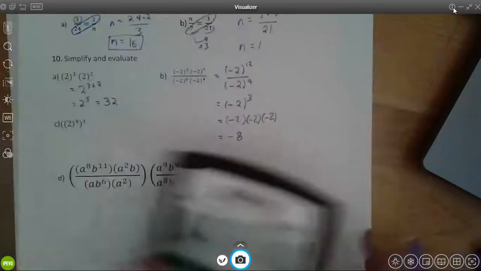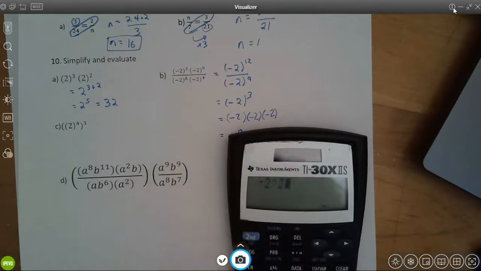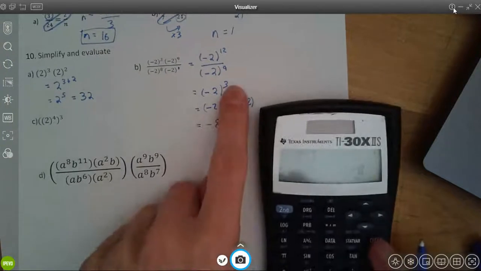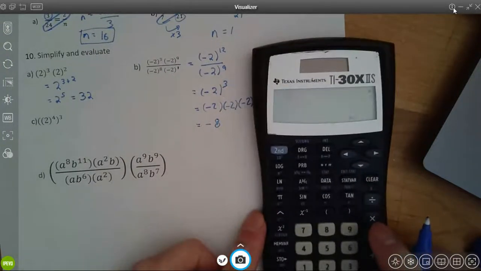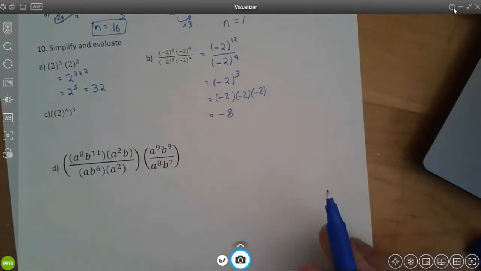Be careful in your calculator. You will need to use the brackets. So if I type in negative 2, for example, cubed, in this case it works, but if it was an even number, I'd really need to be careful about including the brackets. So sometimes it's easier to write an expanded form and just multiply it together in your head.